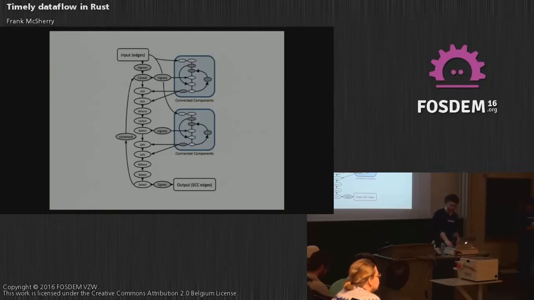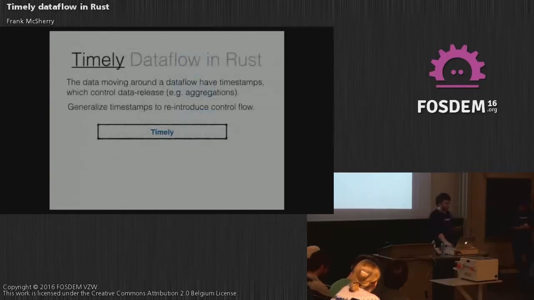The goal that we have with timely data flow is to take all of this crazy control information, where in the computation is a particular piece of data, what sort of progress are we making through the computation, and take it off of the critical path in some sense.